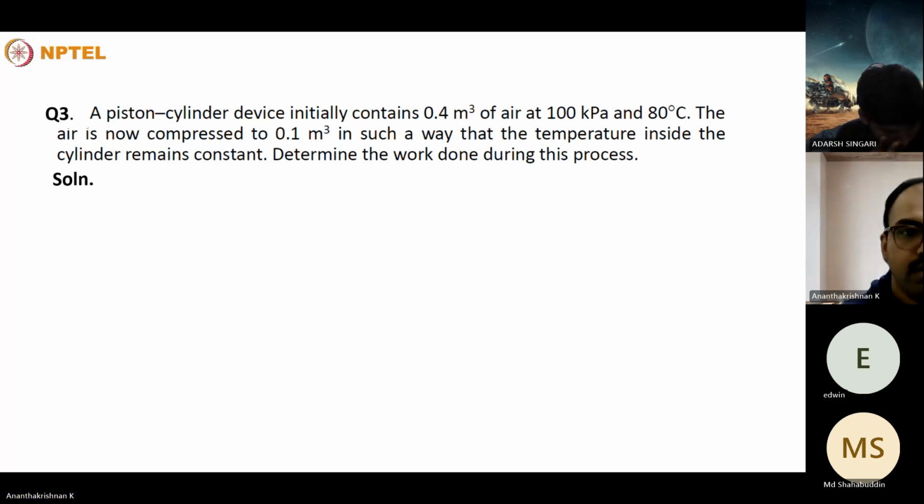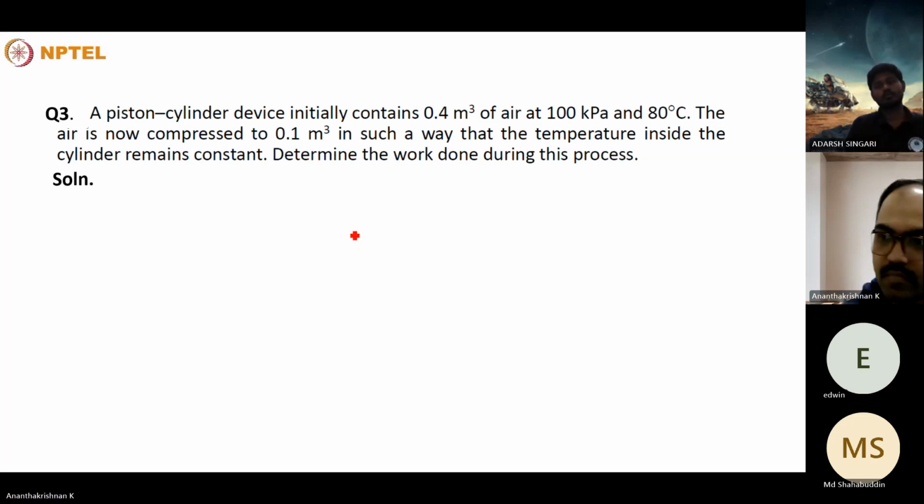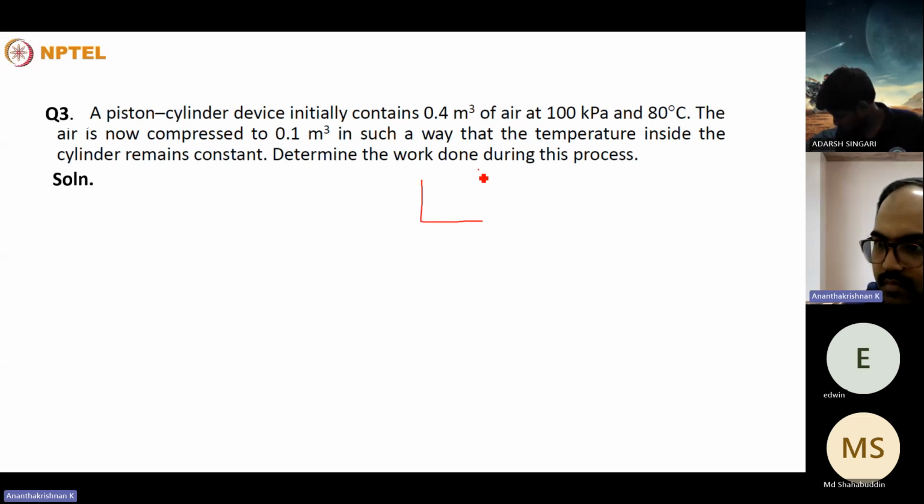So this is a case of a piston cylinder device, initially containing 0.4 meter cube of air at 100 kilopascal and 80 degrees Celsius. The air is now compressed to 0.1 meter cube in such a way that the temperature inside the cylinder remains constant. It's an isothermal process. Determine the work done during the process. It's a straightforward problem that needs to be solved using the equation straight away.